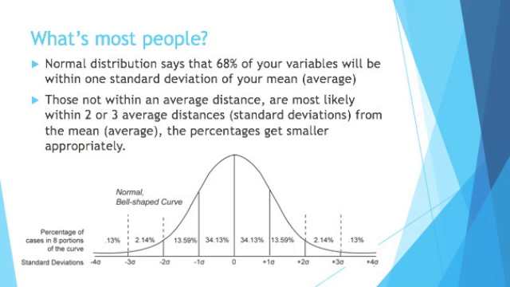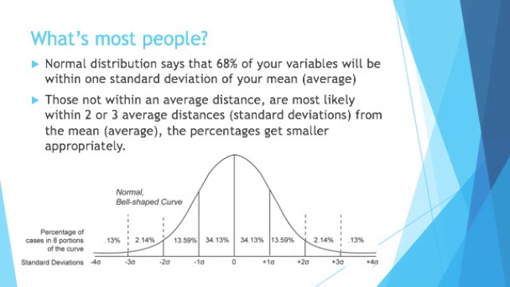Go 3 average distances away, and you have 99% of your people. So almost everybody will be within 3 times your average distance from the average. And that makes sense. You're going to be close to the average distance away. The farther away you go from that mean, the more rare that value will be. If you think about it for our bacon example, it really makes sense.